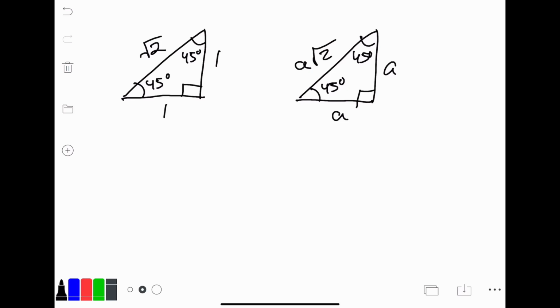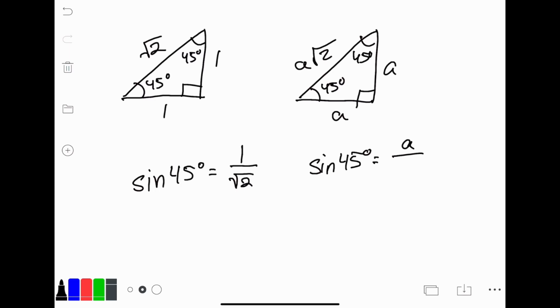So let's prove it here. Let's say we wanted to find sine of 45 degrees. Okay? Well, because both the angles are 45, it actually doesn't matter which of them you choose. You're going to get the same ratio regardless. So sine is opposite over hypotenuse. So in this case, we're going to get 1 over square root of 2. Notice if we did the same thing with the similar triangle and we wanted to find sine of 45, we would get a over a square root of 2. Notice this just simplifies to 1 over square root of 2. We end up getting the same exact ratio.